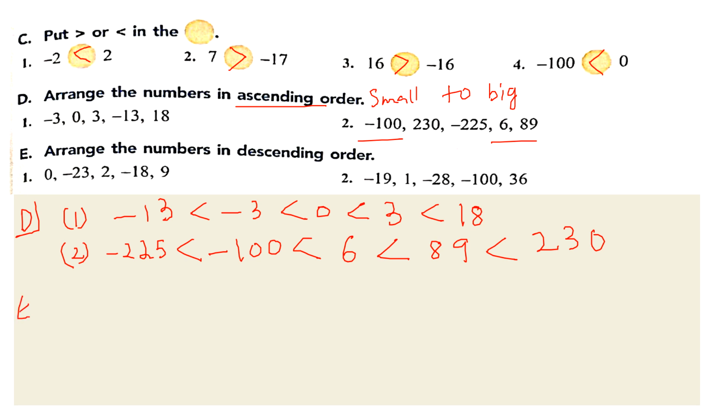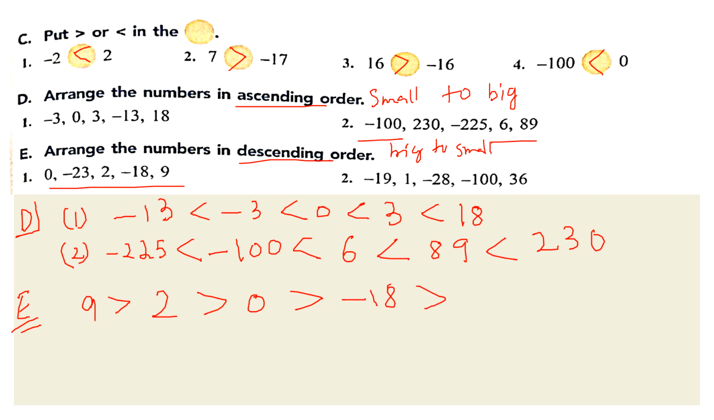Then we have got question number E. Now this one is descending order, that is big to small. Here again 0, minus 23, 2, minus 18 and 9 are there. So we start with the biggest number. Here the biggest number is 9, followed by 2, followed by 0. Then we have got minus 18 and then we have got minus 23.